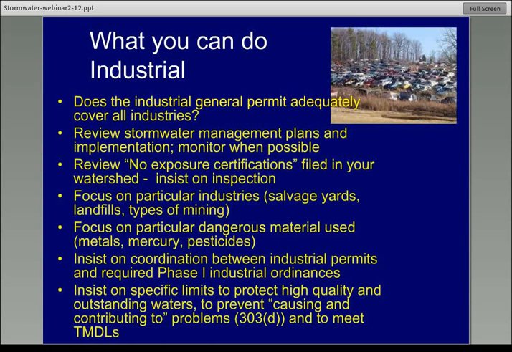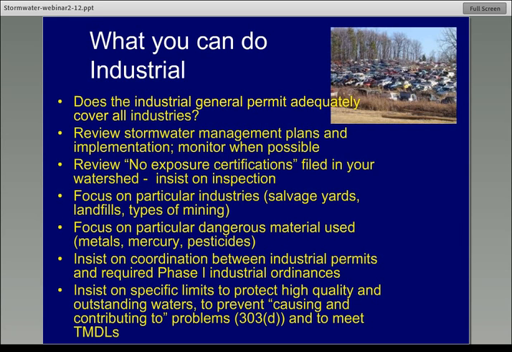Here's what you can do. Again, it's kind of dense here. I apologize. But covering over, looking at whether or not the industrial general permit adequately covers all the industries you care about. We've touched on some of this. Reviewing the stormwater management plans and implementation. And when you're involved in monitoring programs, monitor at the bottom at their outfalls when possible.